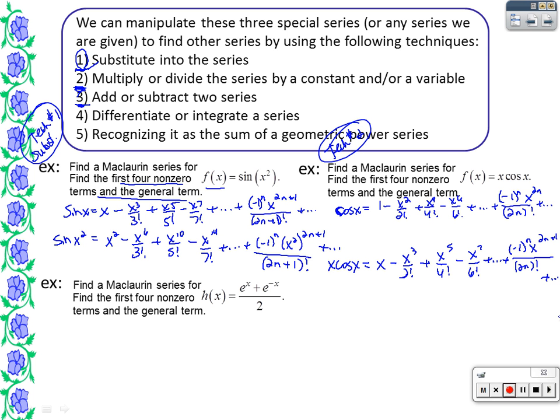I wrote it as the 2n plus 1. That just gave me an extra x, multiplying by x. That's the way that I wrote it. It's certainly not necessary to write it exactly like that. I'm sure you come up with different ways to write that.